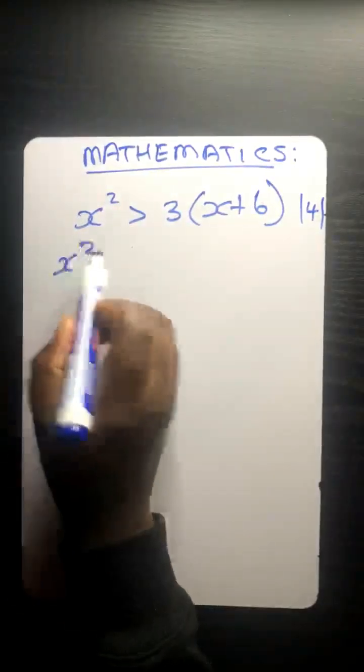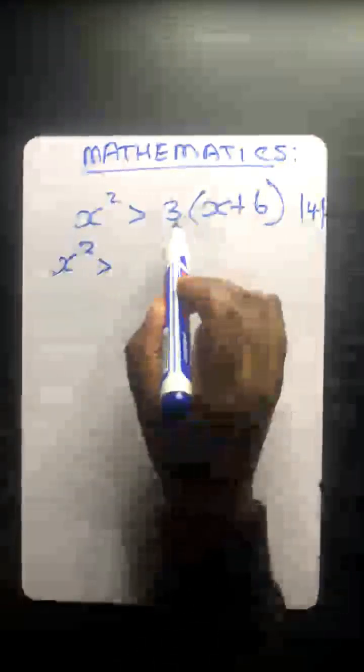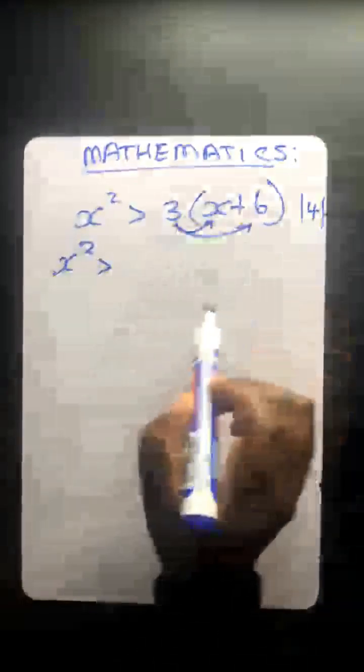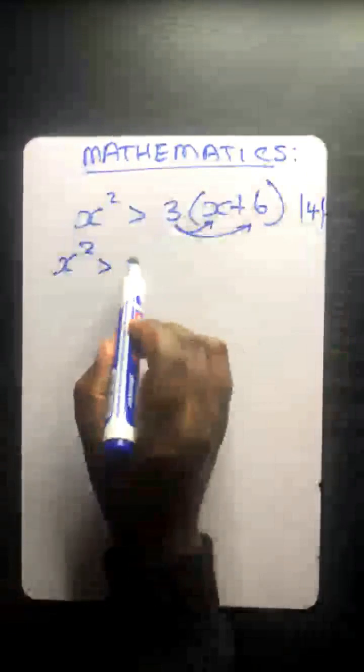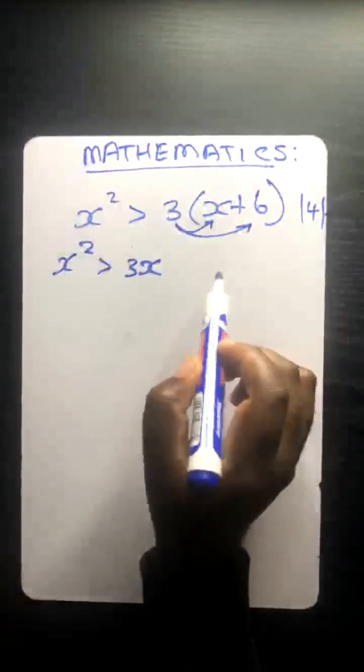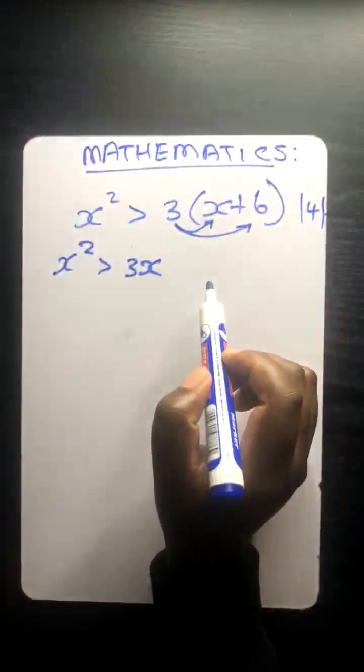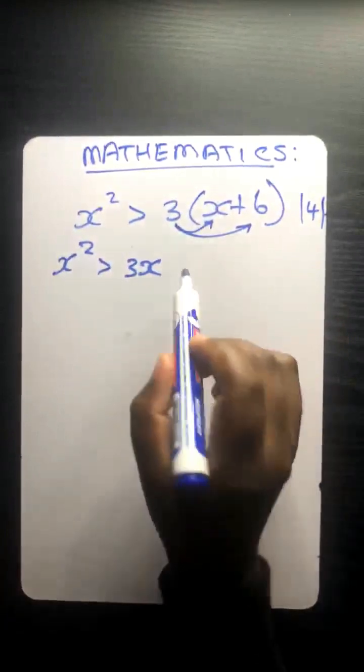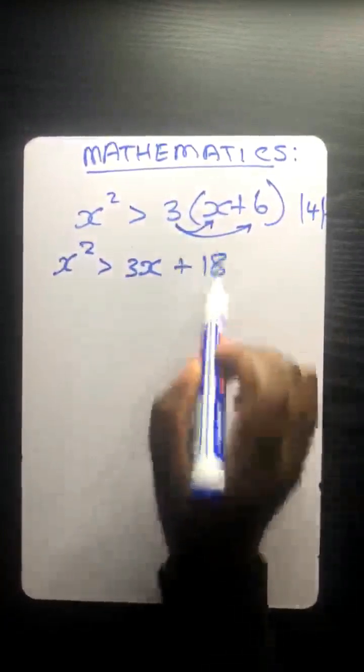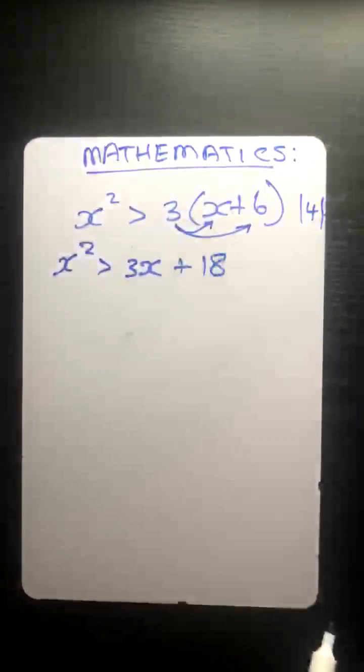That means we are having x squared greater than. This is where you can say that by that, that by that. What is that? I think it is 3x. What is that? 5 times 3 is 15 plus 3, it's 18. So that means we are having 18 there.